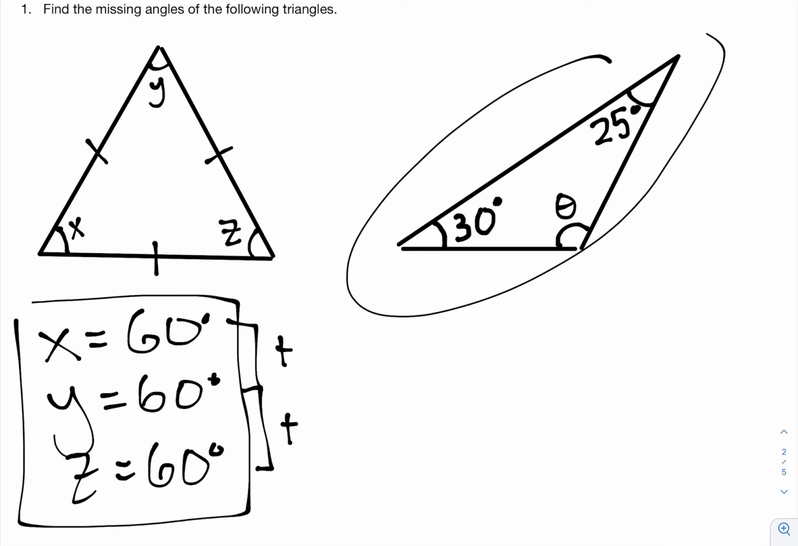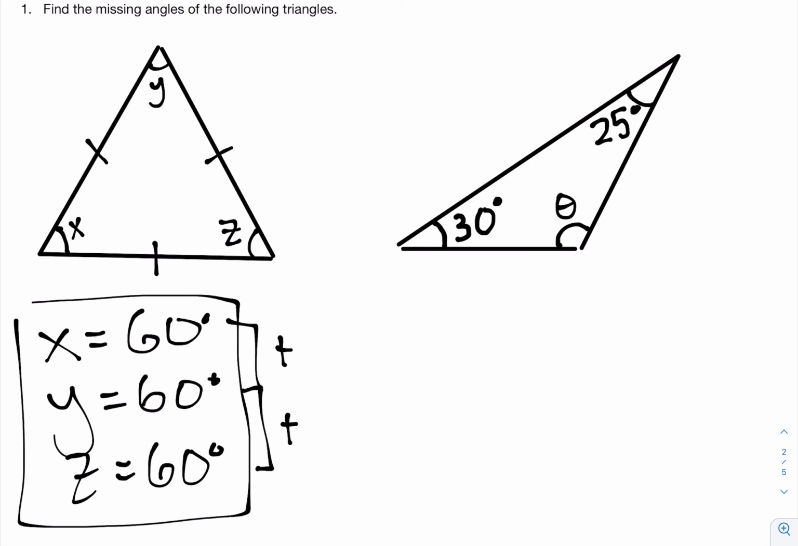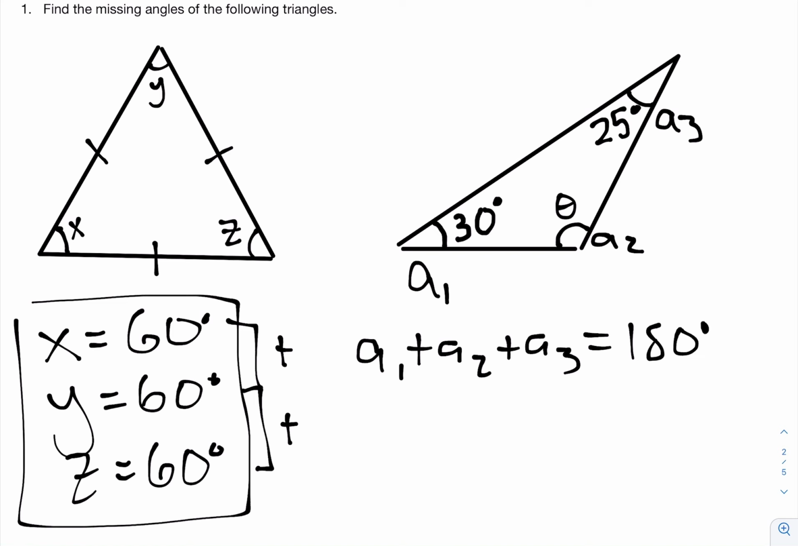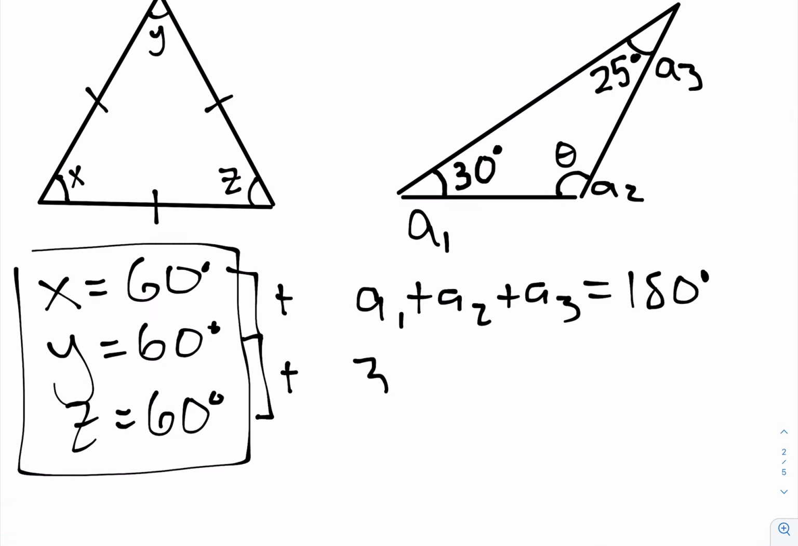Okay, so we're dealing with a triangle again. We know triangles add up to 180 degrees. We know two of the angles, but we don't know one of them. So let's call this A1, A2, and A3. A1 plus A2 plus A3, adding up all of our angles, should equal 180 degrees. Well, A1 is 30 degrees. A2, we don't know what that is. We're trying to figure that out. That's our theta, and instead of A2, I'm just going to write theta. Theta is just the symbol to represent an angle. It's kind of like an O with a line through it, plus A3, which was 25 degrees. That equals 180 degrees.